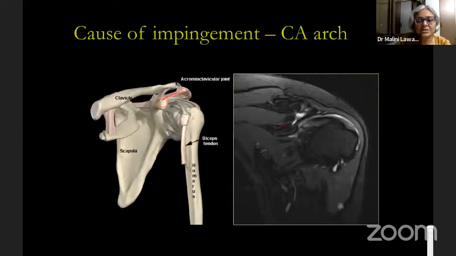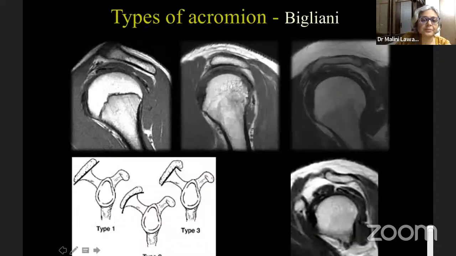Here in this patient, you can see this. This is the coracoid process. This is where the acromion is. This is the coracoacromial ligament, this black structure. And see how the supraspinatus tendon is passing under it. So during abduction, this gets impinged.